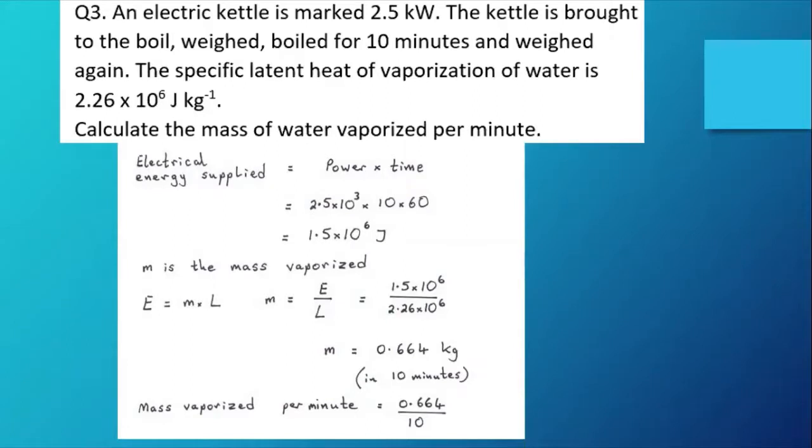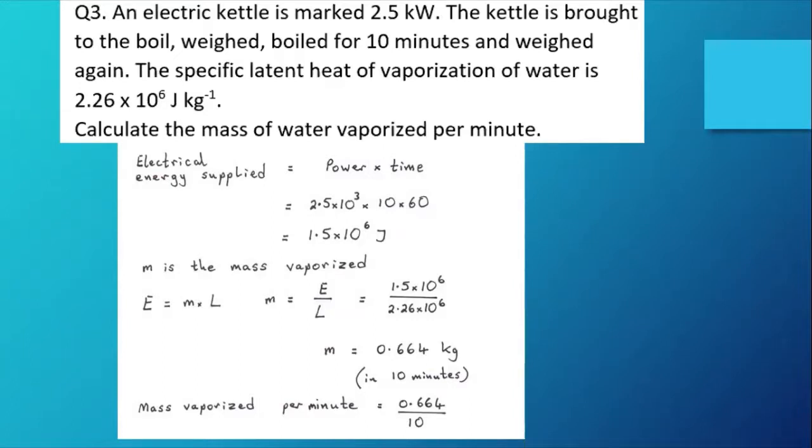So the electrical energy supplied is power times time, 2.5 times 10 to the 3 times 10 minutes, that's 10 times 60 seconds, and that's 1.5 times 10 to the 6 joules. m, and we usually use the term small m, is the mass vaporized. E equals ml again, so m equals E over L. And a simple calculation gives us that the mass vaporized is 0.664 kilograms in 10 minutes.